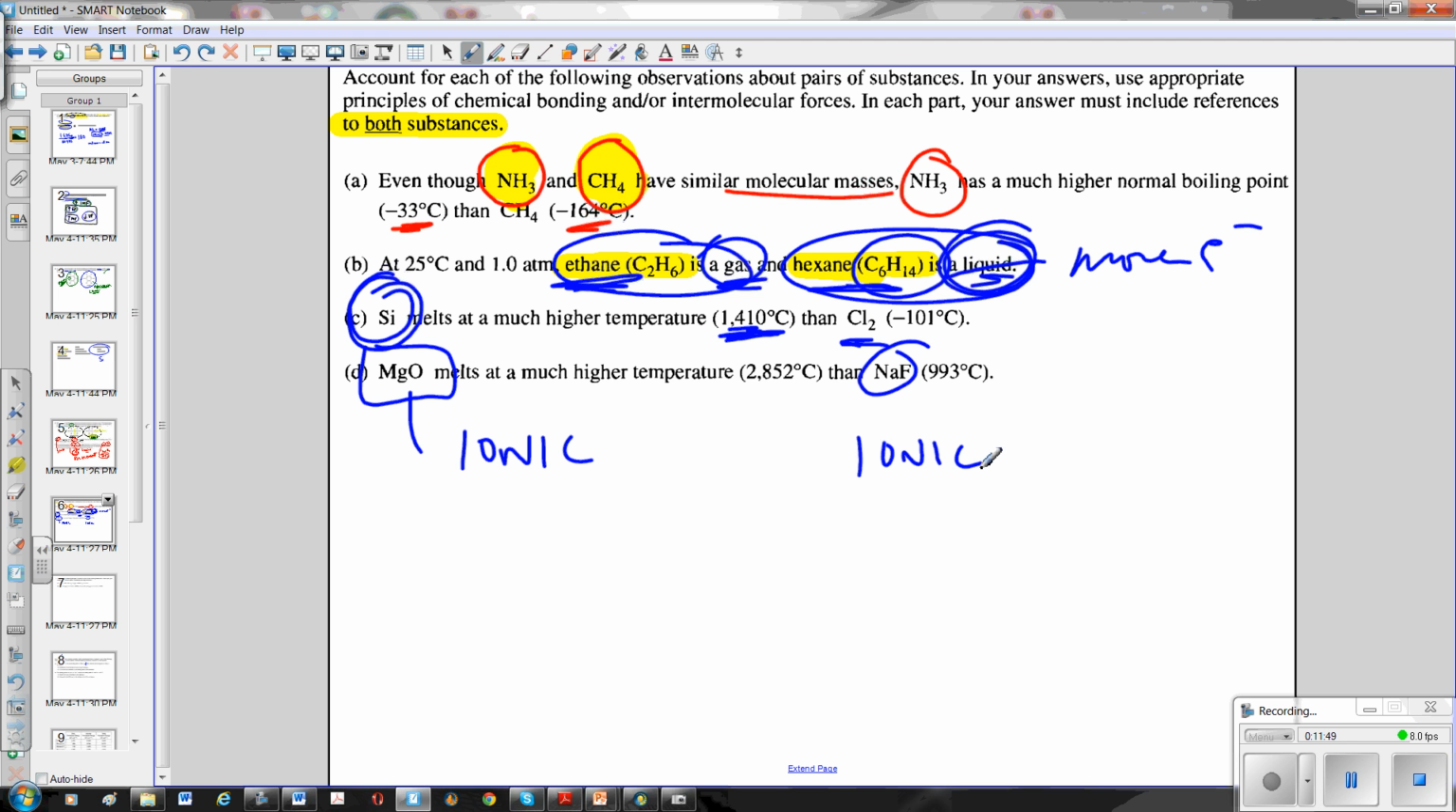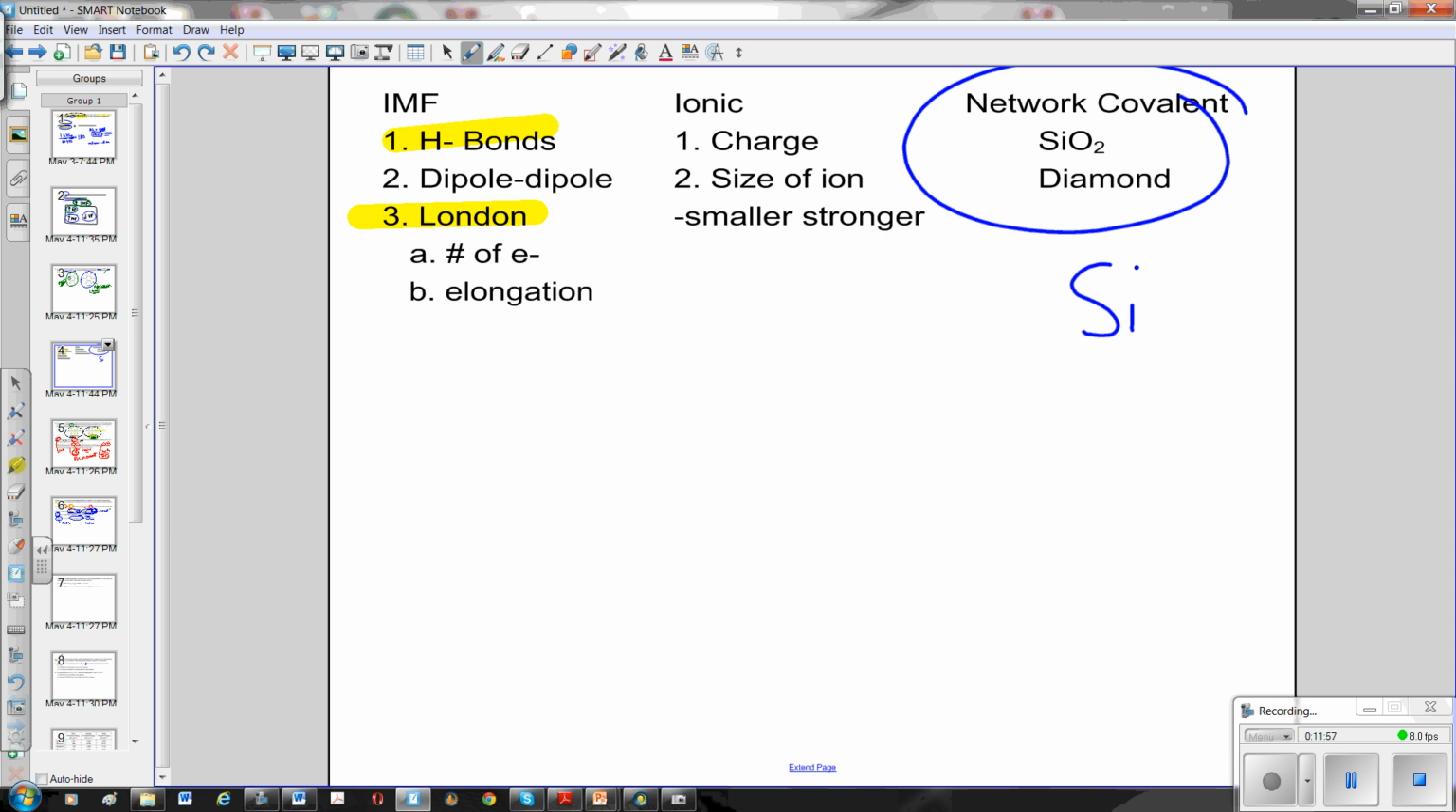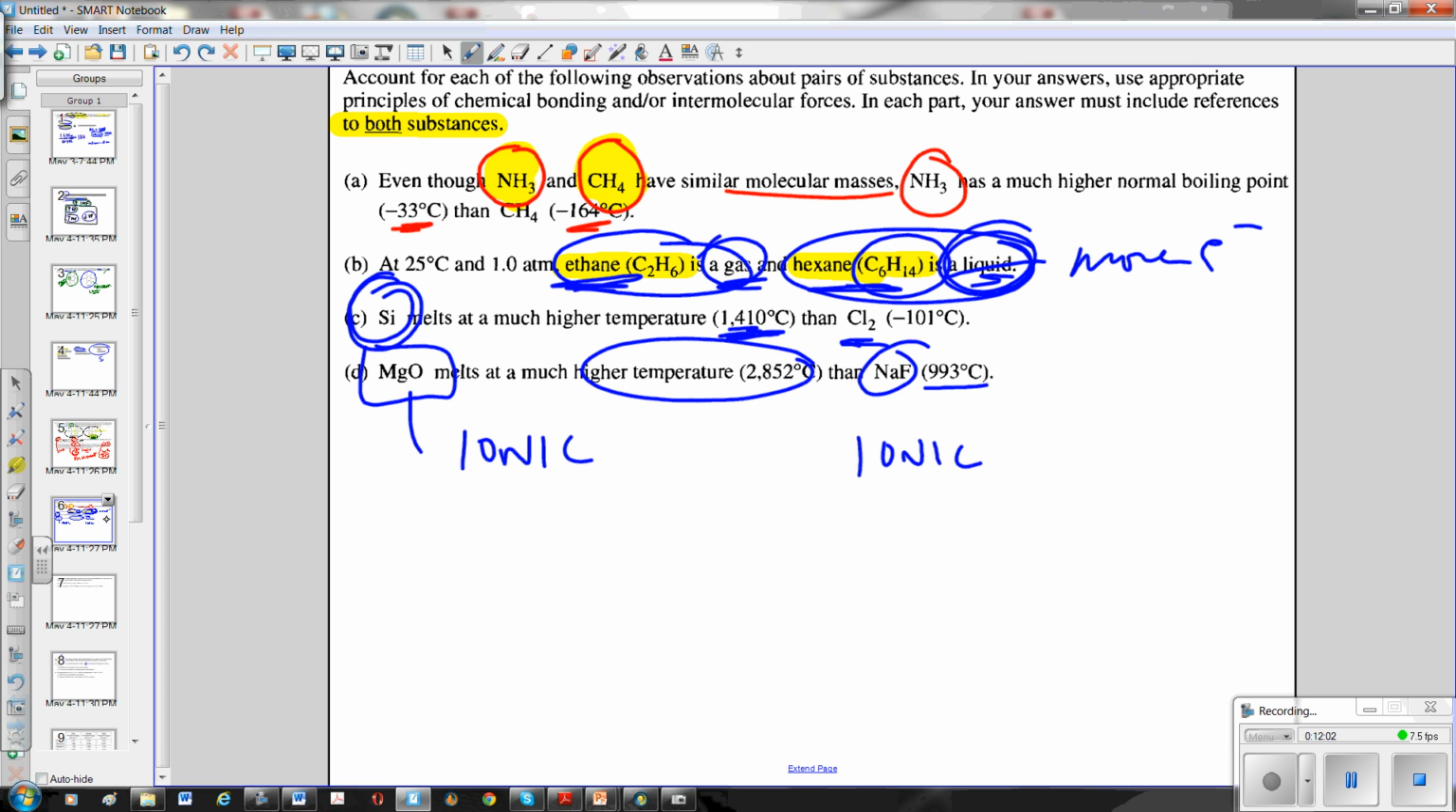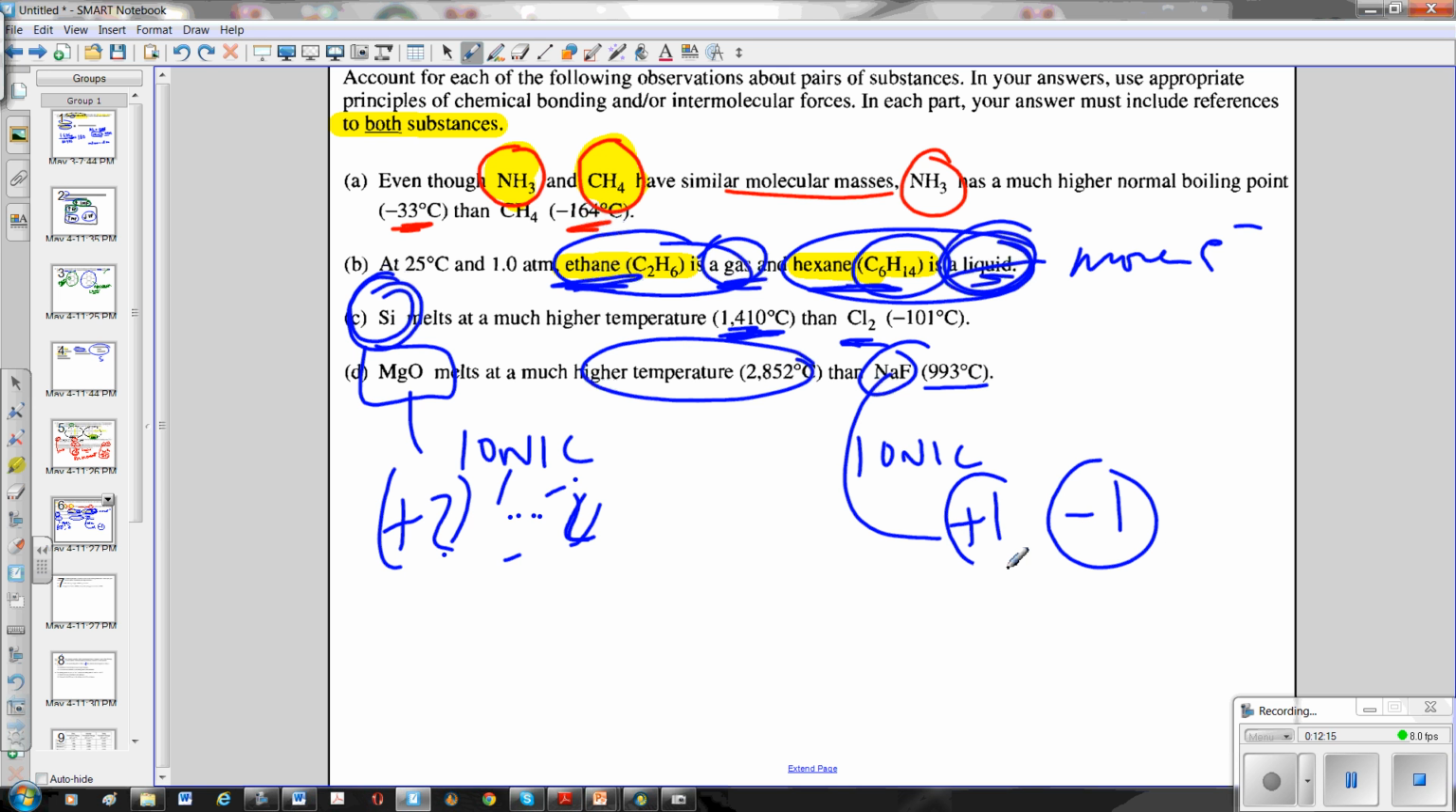Why does MgO have such a higher melting temperature or melting point than NaF? Well, let's look back at the ionic compounds. First thing that distinguishes ionic compounds is charge. Is there a difference between the charge? We go back and look. Mg is 2+, O is 2-, therefore it has a much higher charge versus Na, which has a charge of +1, and fluorine, which has a charge of -1.